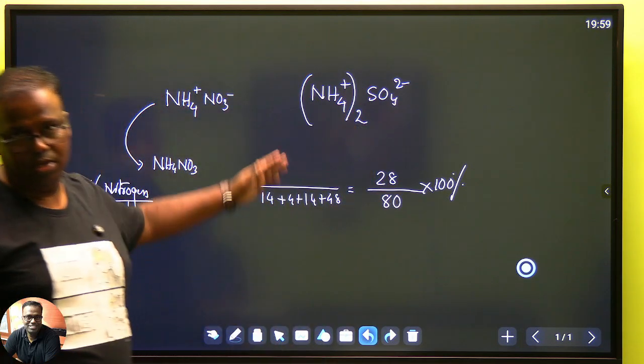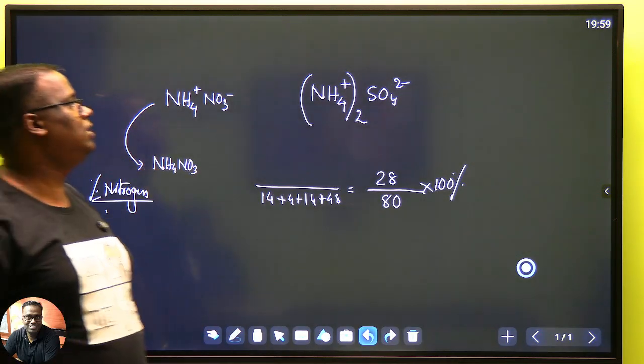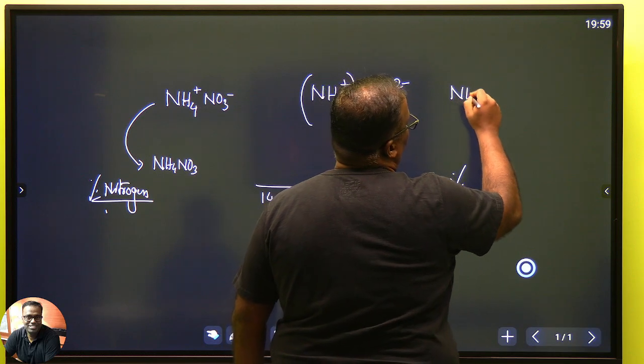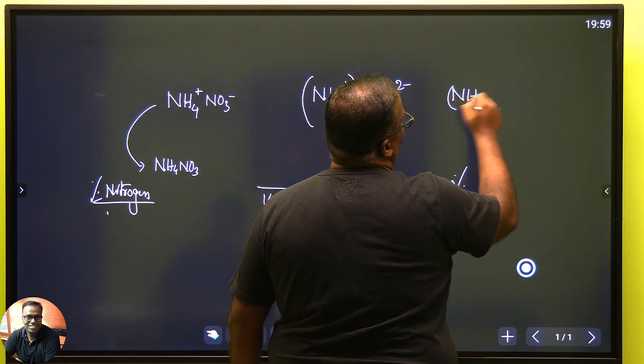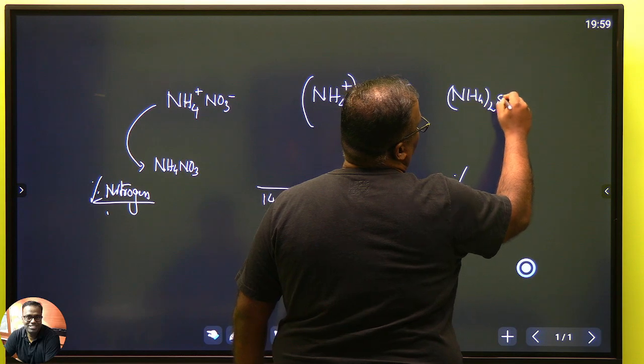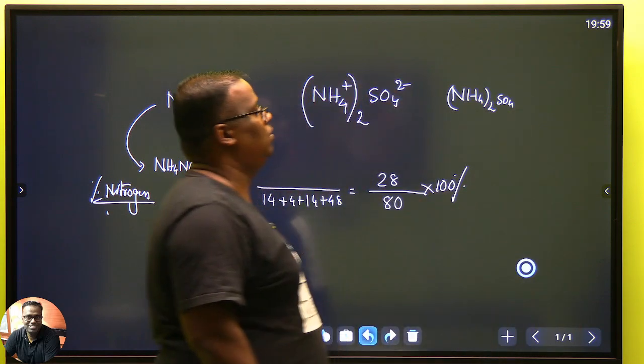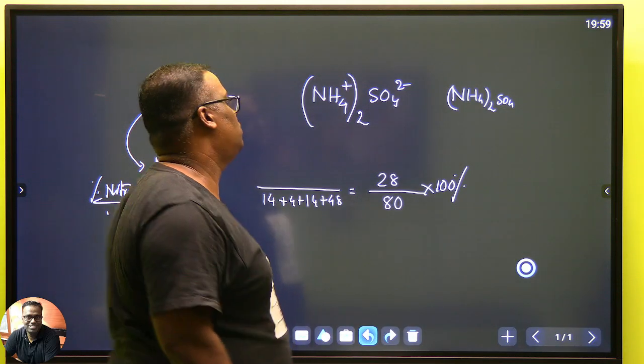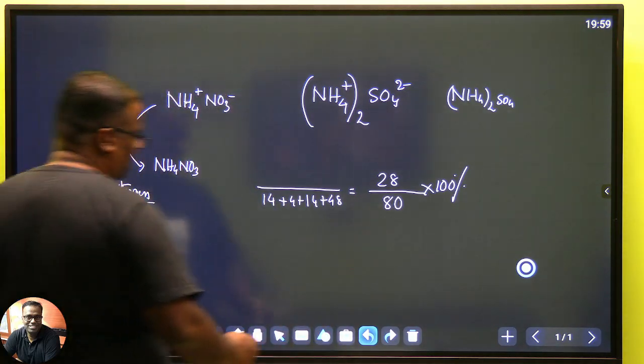Did you understand this? Why is ammonium sulfate (NH4)2SO4? You don't look, you are busy writing. (NH4)2SO4. This is our ammonium sulfate. Can you find out what is the percentage by mass of nitrogen here? How much is the percentage mass in this?